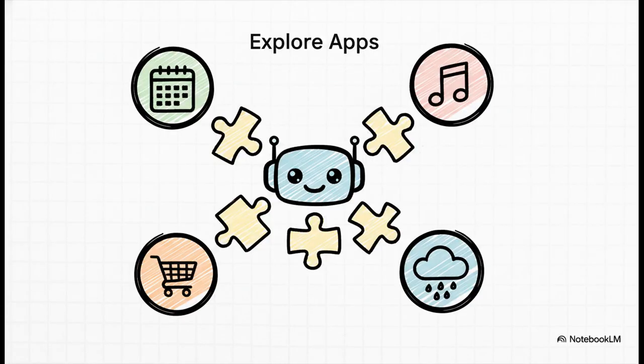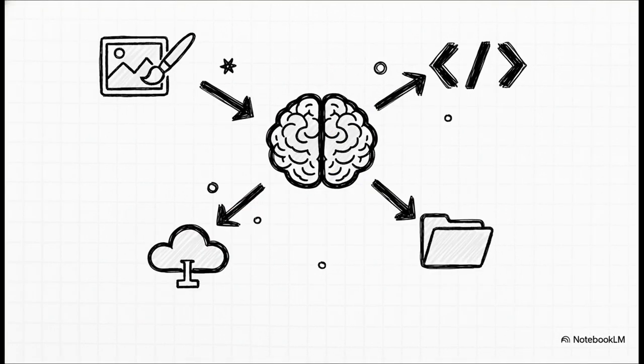Now, this next one is where ChatGPT really starts to feel like the central hub for your entire digital life. It's called Explore Apps, and it basically works like an app store. It lets you connect the AI to all the other services you already use, and that just explodes what it's capable of doing.